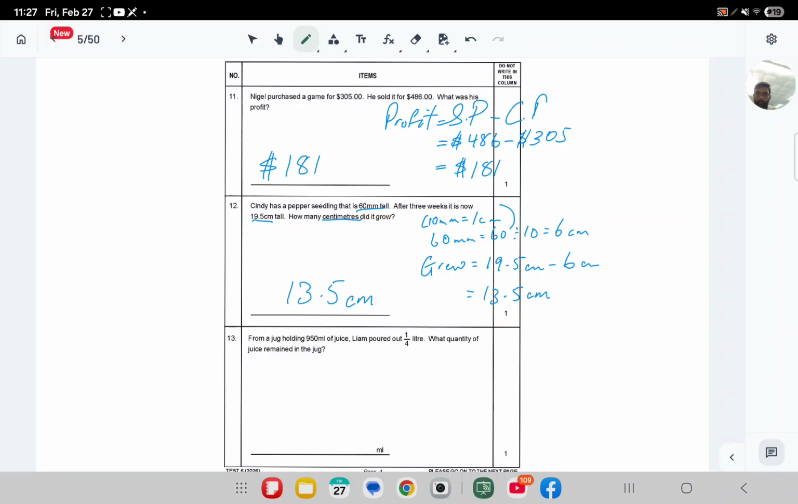Number 13, from a jug holding 950 milliliters of juice, Liam poured out 1/4 liter. What quantity of juice remained in the jug? So we know, based on mental maths, 1/4 liter is 250 milliliters. So to find out the remainder, we subtract. So 950 milliliters, take away 250 milliliters. That will leave us with 700 milliliters.